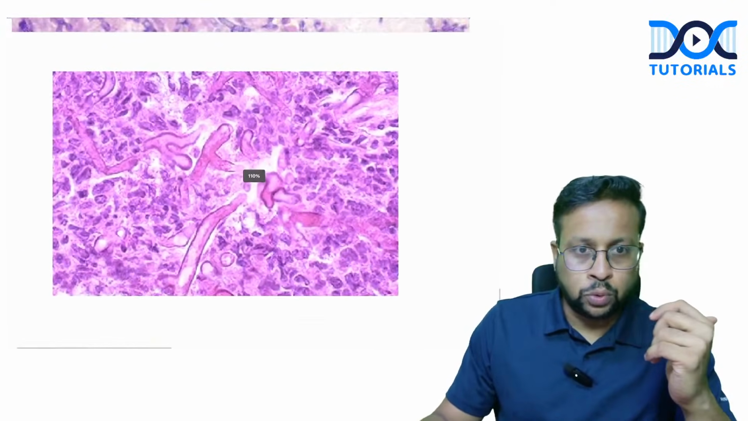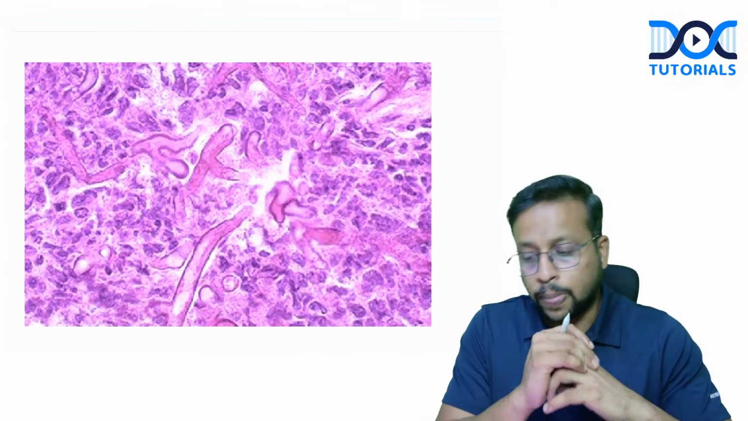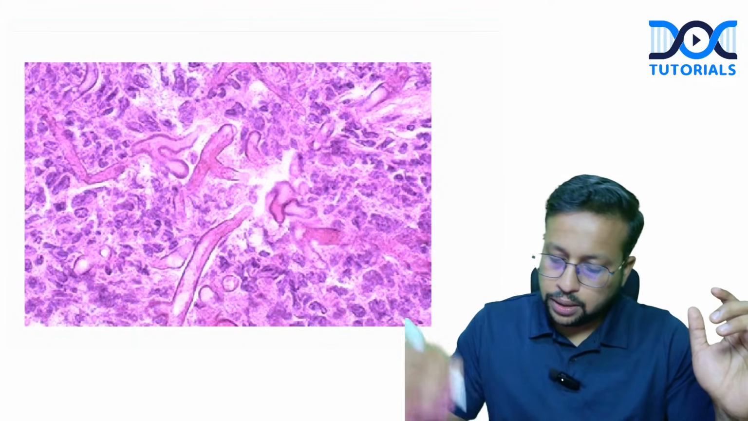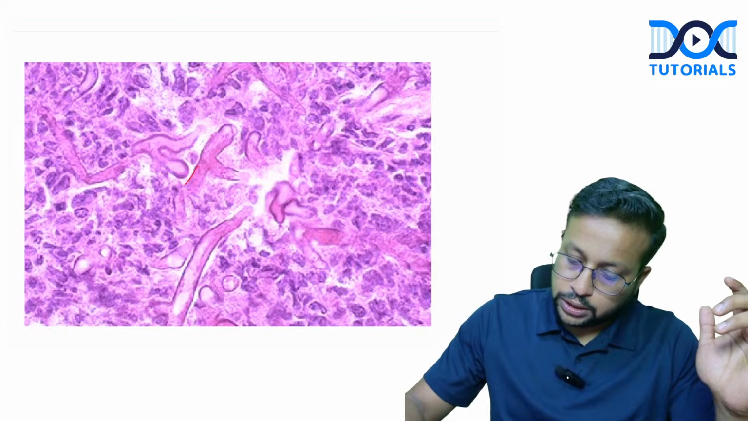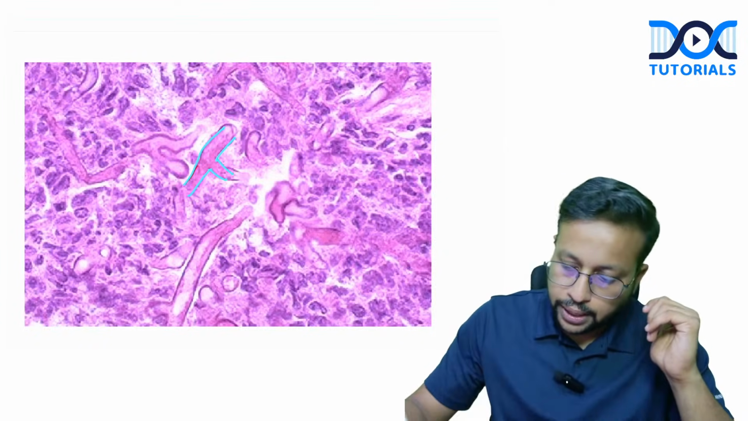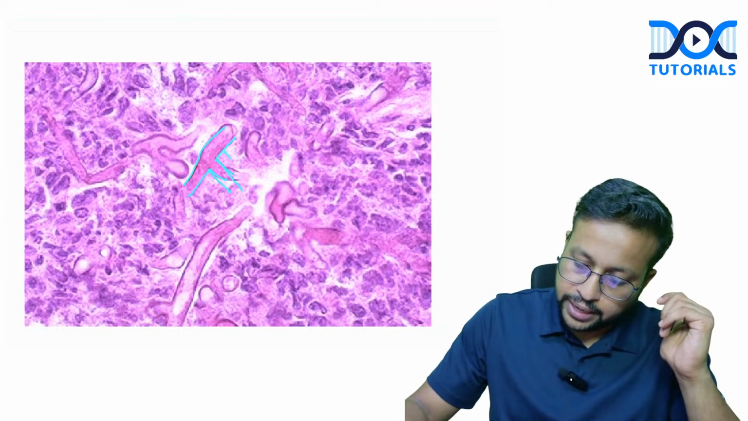Now come to the next one. This is mucormycosis. So what is the difference? They are broad, ribbon-like structures. The hyphae are broad and ribbon-shaped, and look at the angle of branching, which is 90 degrees.